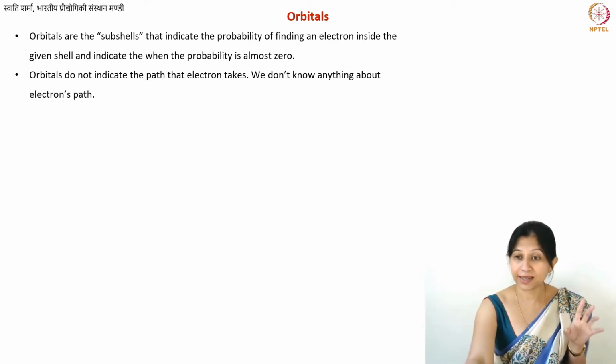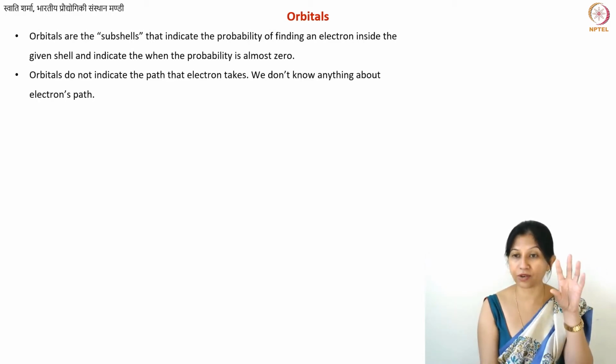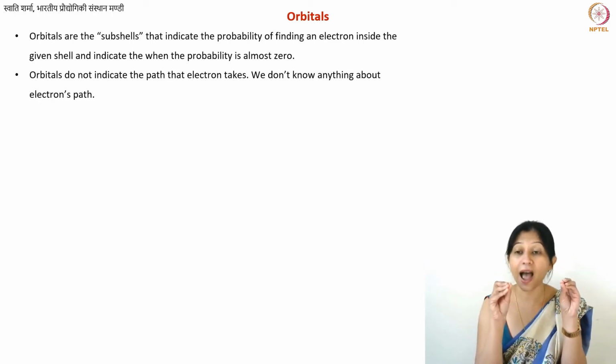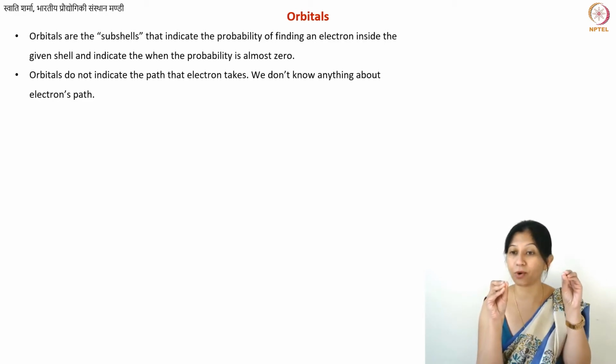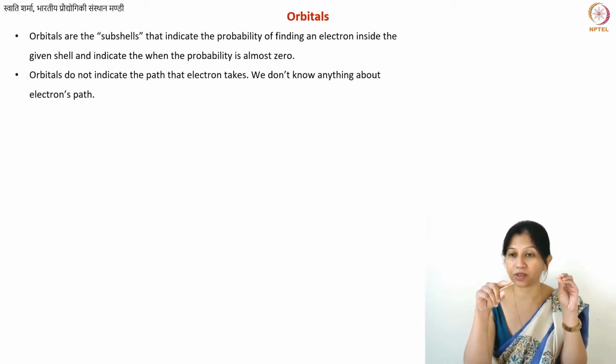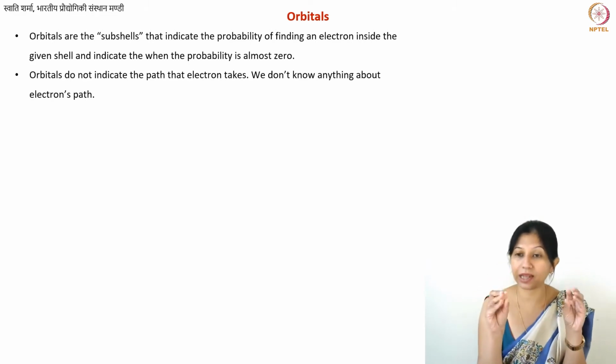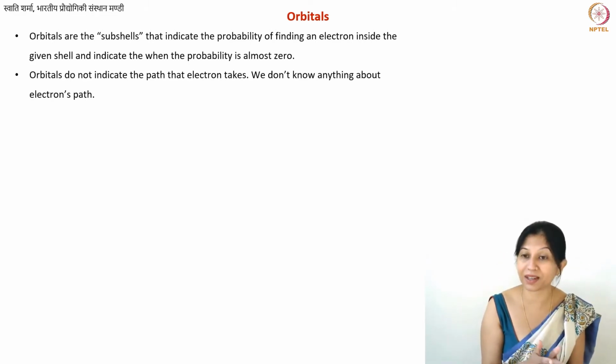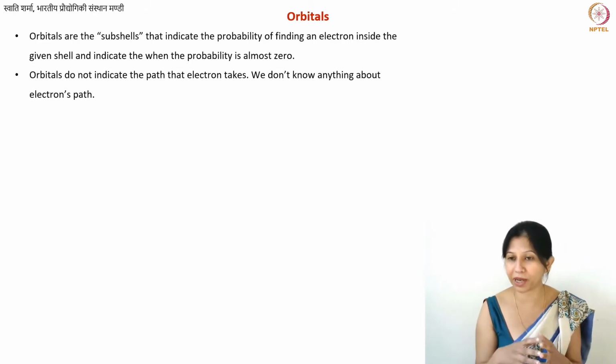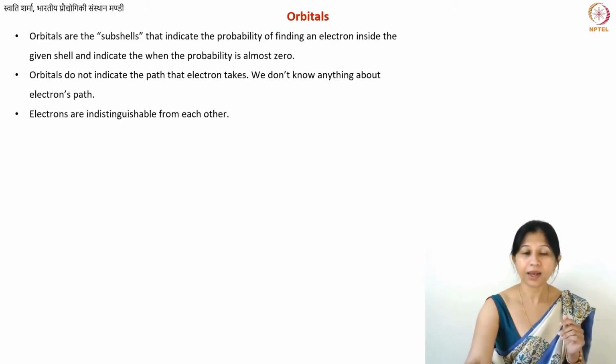Now, as I said, we don't know anything about the path of the electron. When I was saying that we find the electron here and then after some time here, I don't know how my electron went from one place to another place. I don't know if it took a circular path. I really don't know anything about the path of the electron. So this is something that you need to keep in mind. Okay, that is number one.